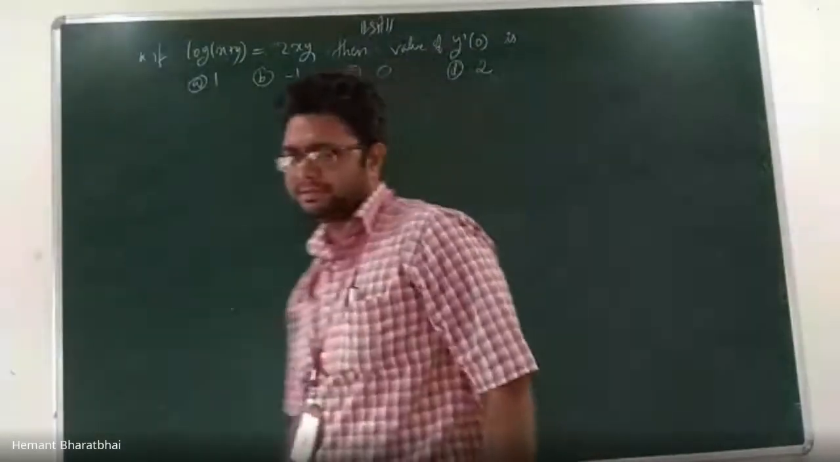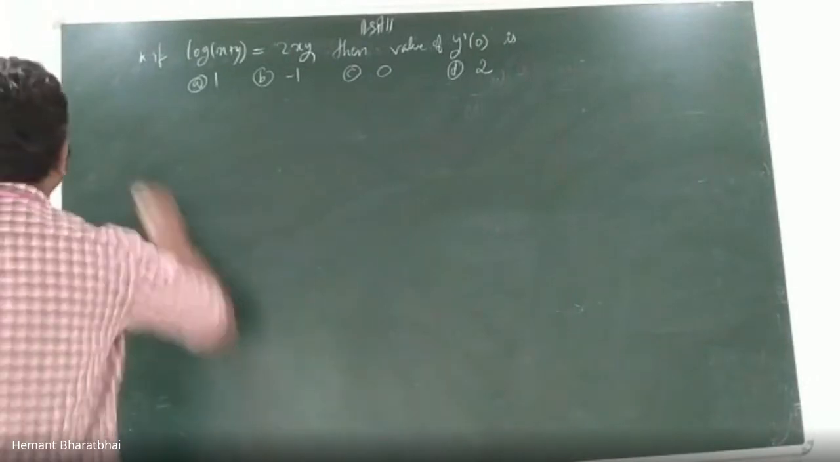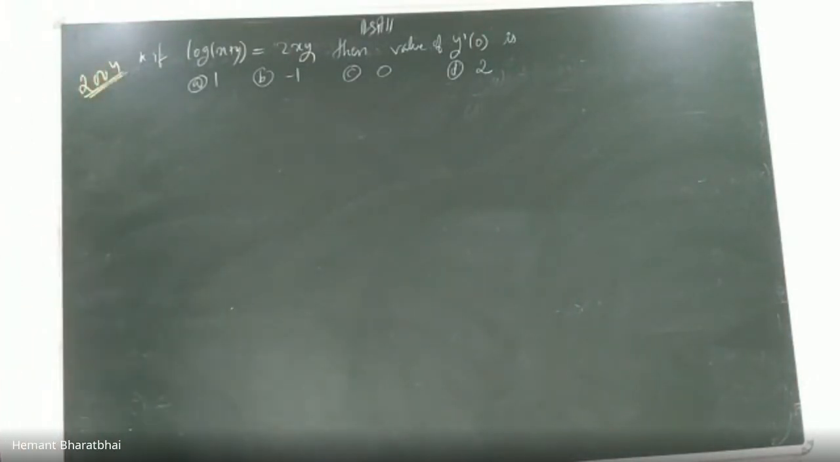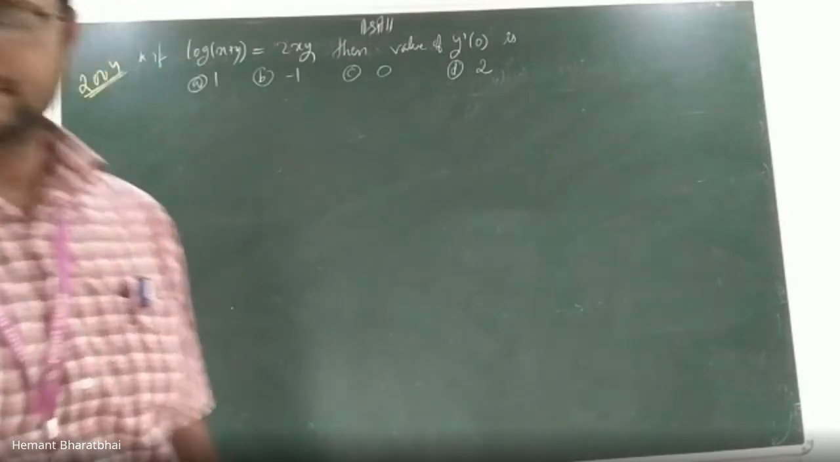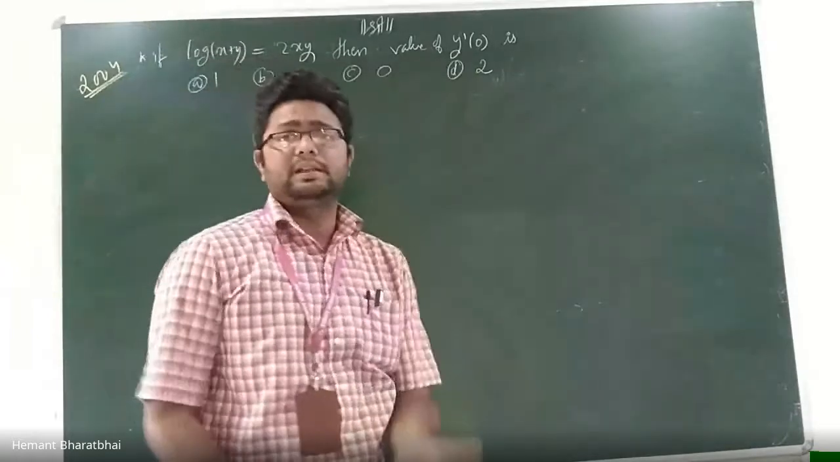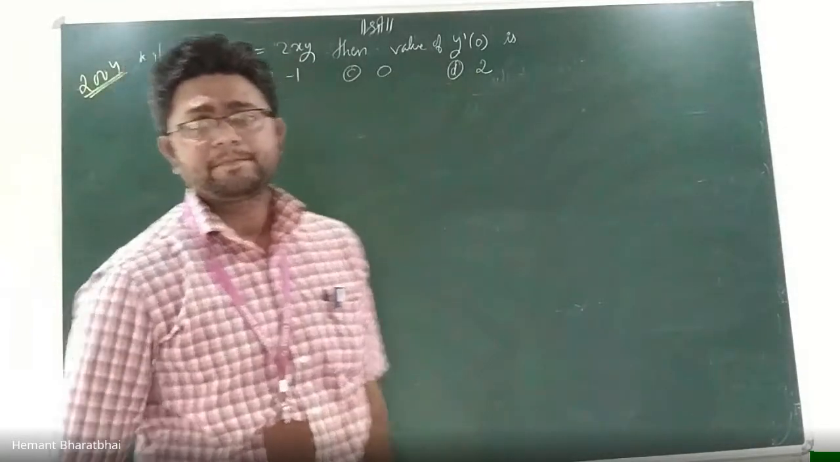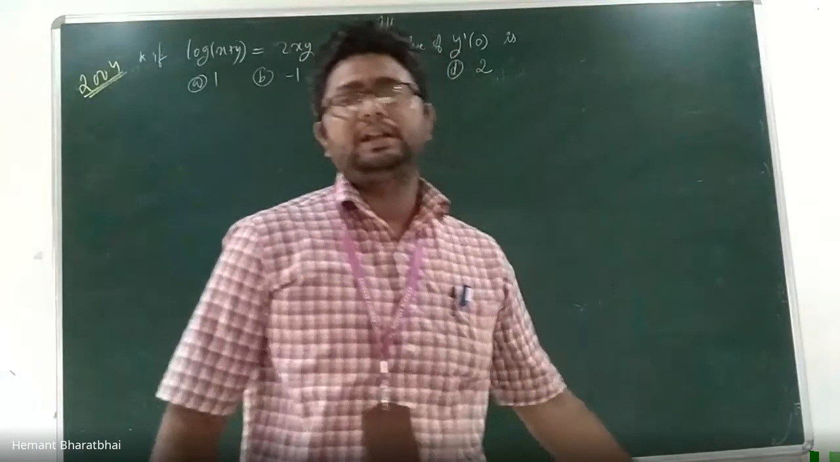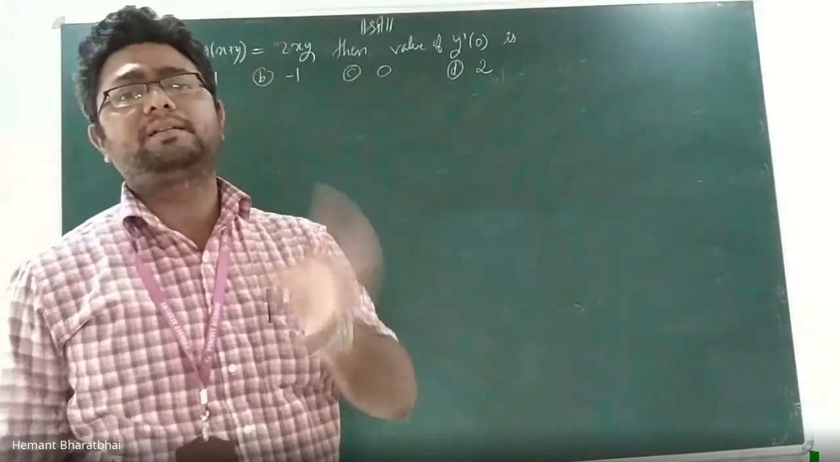Again, this is also a little bit tricky. Why is it a little bit tricky? Because it's telling you to find out the value of y dash of 0, which means if y is a function of x, you put x is equal to 0. But if you see the given question, it is an implicit function. You cannot write y in terms of x, or you cannot write x in terms of y. You will get a mixed answer.